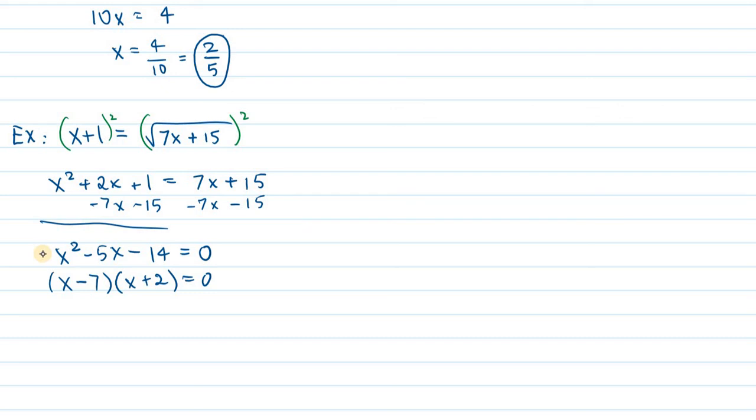We use our zero product property to say x minus 7 equals 0 or x plus 2 equals 0, which means x is equal to 7 or negative 2. And again, now we're going to go check those solutions. So 7 plus 1 equals the square root of 7 times 7 plus 15. So that would be 8 equals the square root of 49 plus 15. So we get 8 equals the square root of 64. Yes, it does. So that one works.